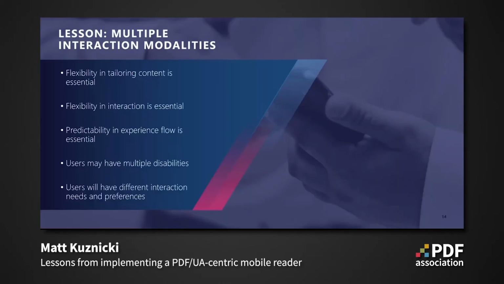Another key lesson, and I touched on this earlier, is that we need to support multiple interaction modalities in an accessibility focused experience. Flexibility in tailoring content, tailoring interactions, and being able to tailor both the surrounding environment in ways that interact predictably and usefully when many different customizations and preferences are enforced is key. Users may have multiple different disabilities, multiple different preferences. Many users will have combinations of the two. To distill this down, flexibility is vital.